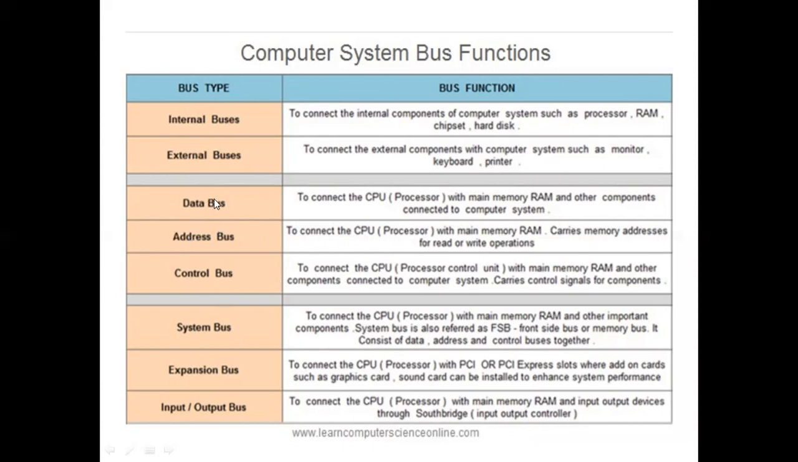And you have seen this when I was talking about the interface, that the interface uses the data bus, the address bus, as well as the control bus to communicate with the processor and the rest of the computer system. We also have the system bus, expansion bus, as well as the input and output buses. So these are some of them that you can go and read in more detail.